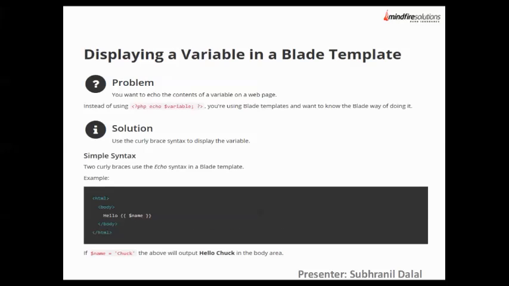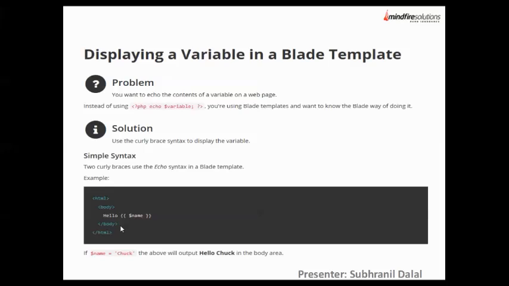Now the next thing: how you can print a variable in the blade template. Normally in PHP we just echo it, but in a blade template when I need to echo some variable, we use double curly braces, and inside these double curly braces we put the variable name. Here you see hello, then double curly braces and $name. So the dollar sign marks the variable and double curly braces is the echo syntax of the blade template.